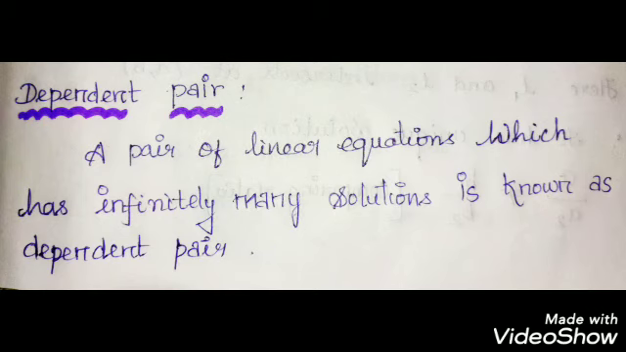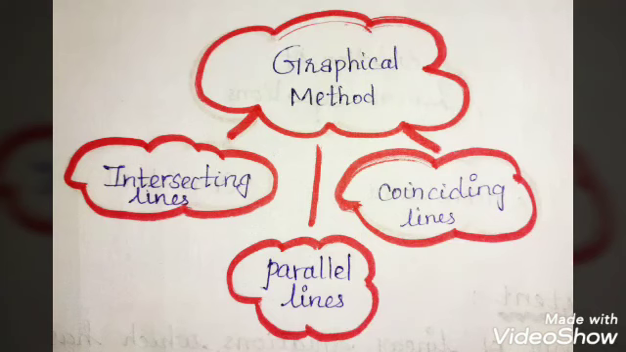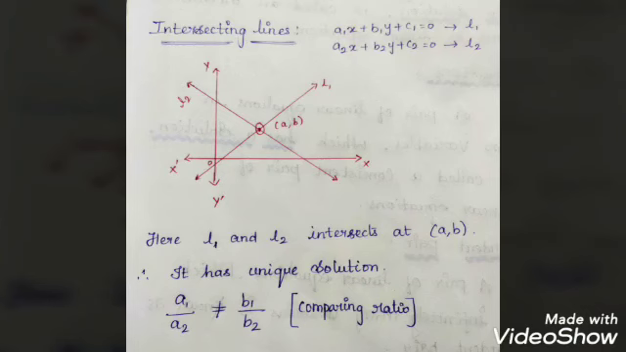The next thing is we are going to see the graphical method. In the graphical method we can see 3 kinds of graphs, 3 kinds of lines. One is intersecting, another one is parallel, another one is coinciding. These 3 are the major things. In the previous class also we discussed this. Let me see clearly.